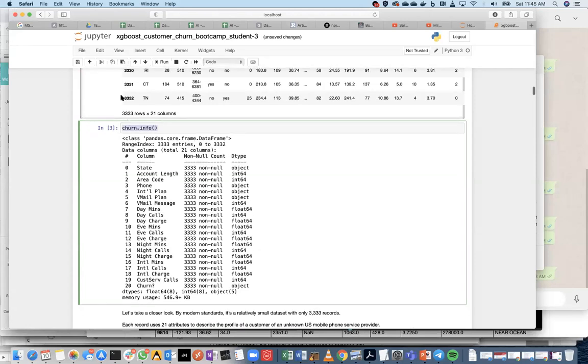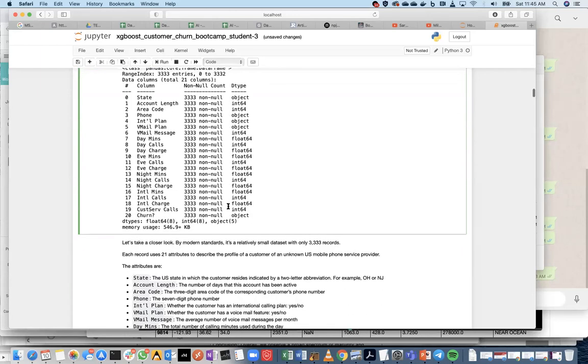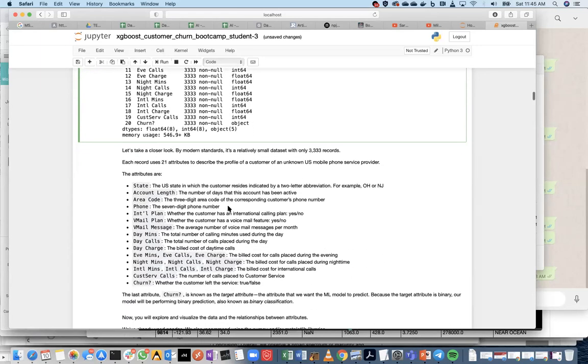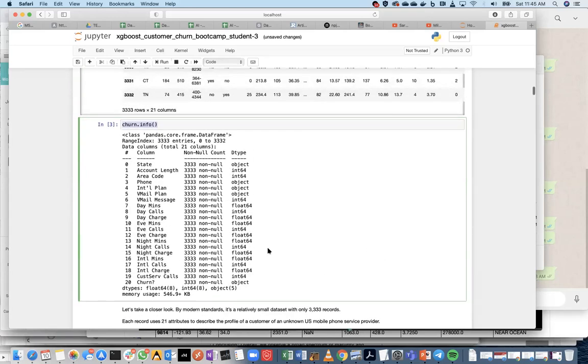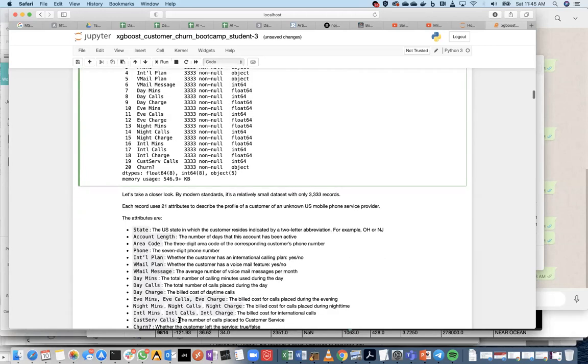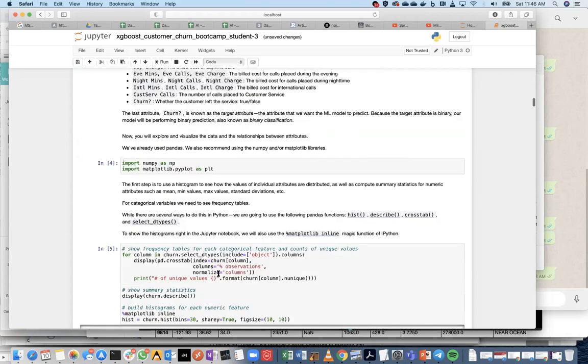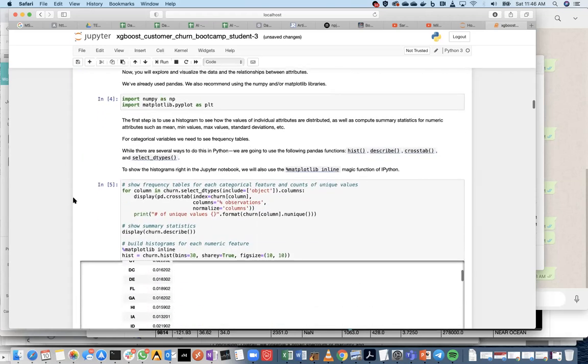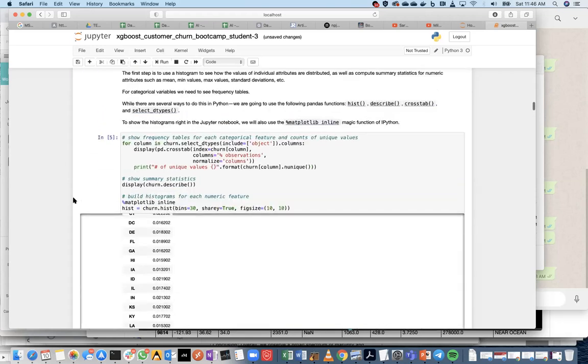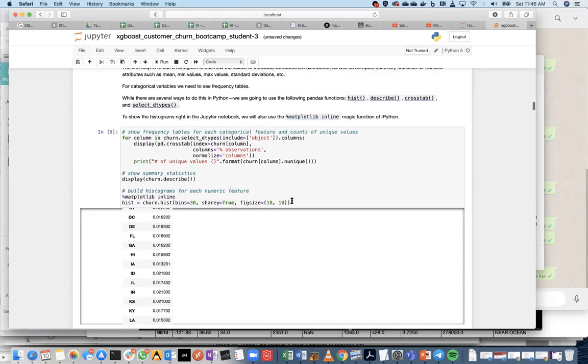And if I just did churn.describe, I'm going to get statistics. And so always we have to explore what this means. Actually, I'm the one who said churn.info because they had just describe. So the prediction value is churn, whether the customer left the service, true or false. It's a classification problem.